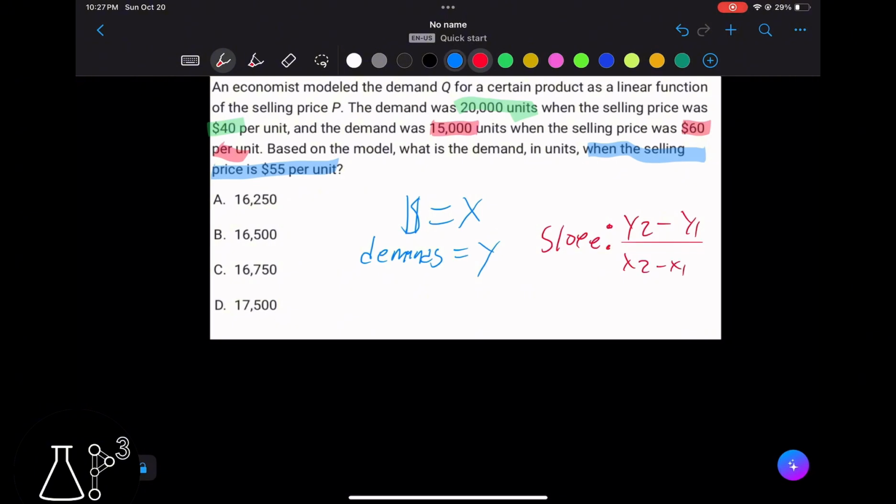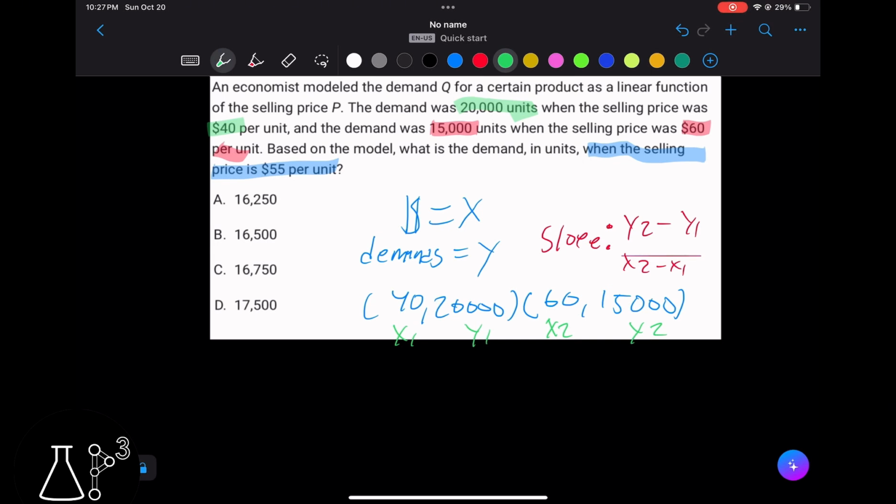So I have 2 points. If we look at it as the x-y plane, I have a first point of 40 and 20,000, and a second point of 60 and 15,000. Obviously y decreases. So what is our original point? 40 and 20,000, which is our x1 and y1 value. The other ones are our x2 and y2 values.